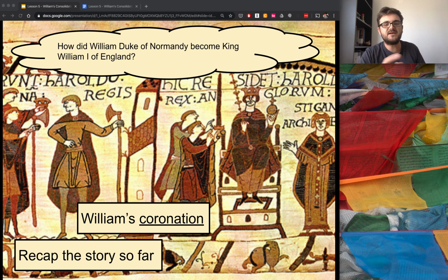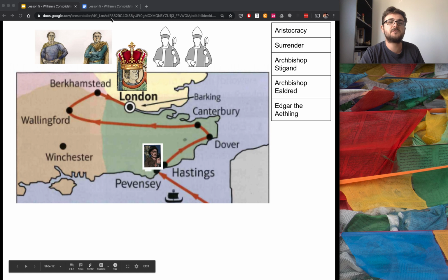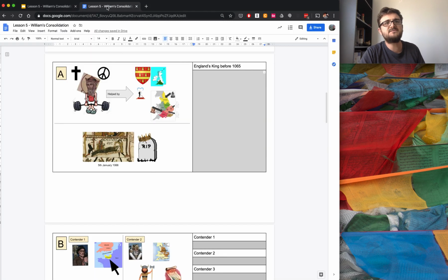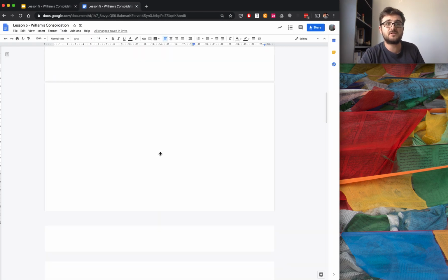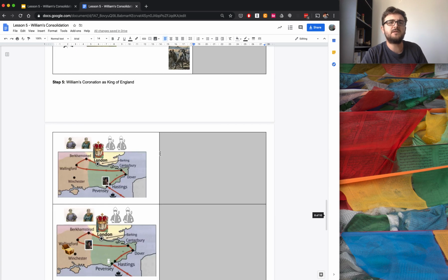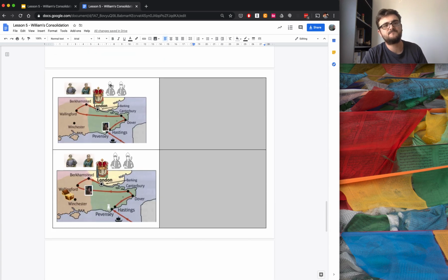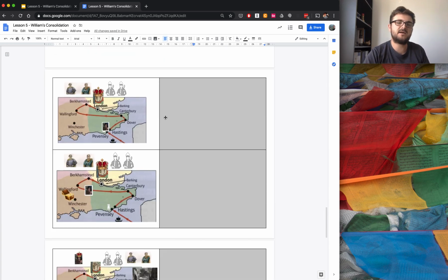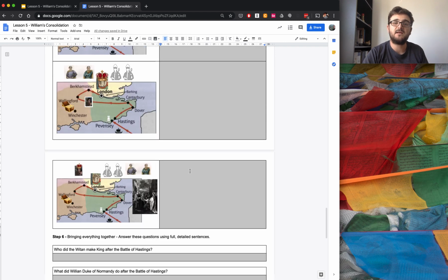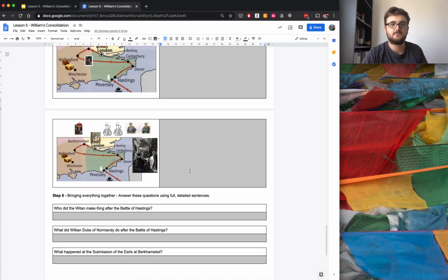Now, as I lecture and talk you through this next part of the story, what I would like you to do, if you're doing it in the Google Sheets document, is scroll down to step 5 and fill in those grey boxes as I lecture you. If you're doing it on paper, or if you've printed this off yourself, take notes in as much depth and detail as you can, because you're going to take a photograph of them at the end to show your teacher your great work.